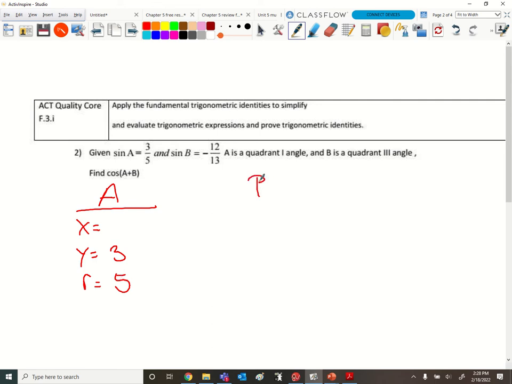For my B, it is X, Y, and R. So now sine here represents Y over R again. So what is my y value in this case? Negative 12, right? So negative 12 over 13. And so I got to find my x's on both of them.